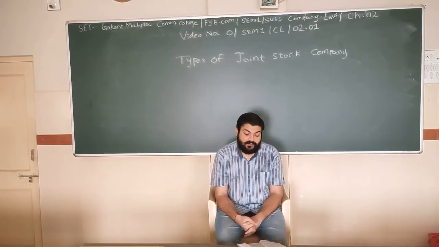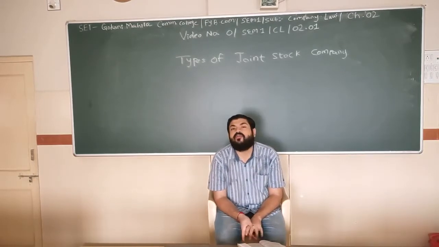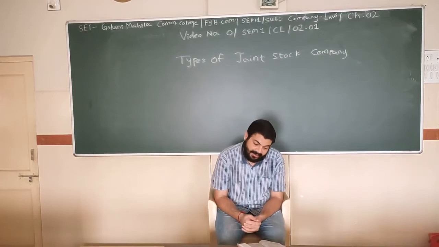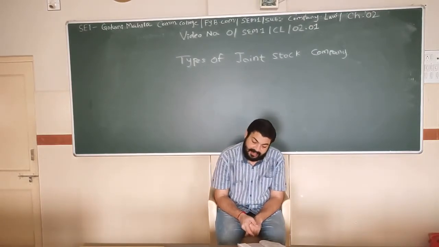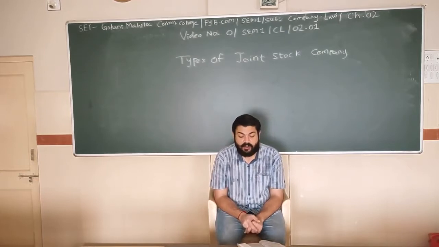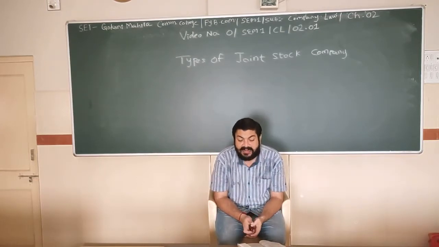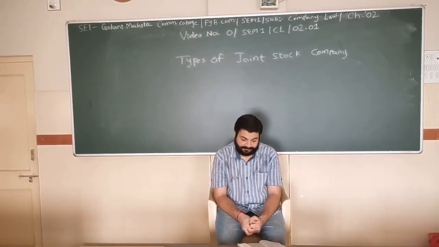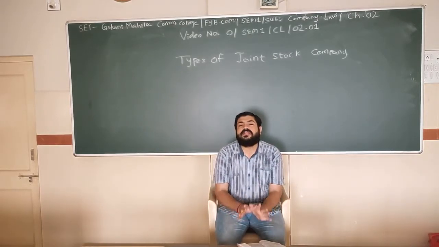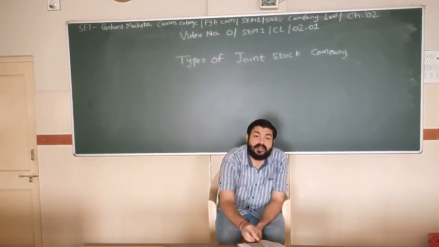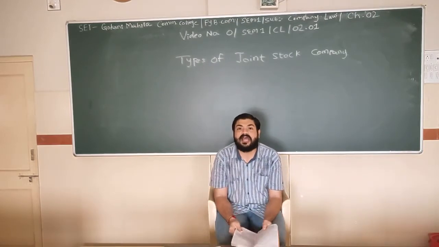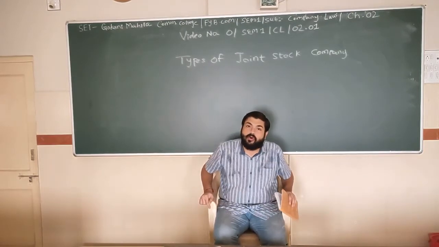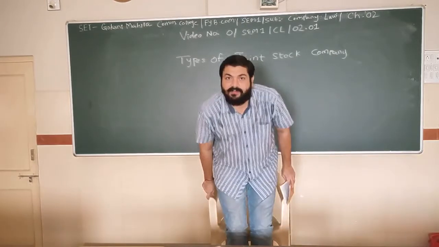From the point of view of number of members, it is divided into two parts: private company and public company. From the point of view of board, holding company and subsidiary company. And from the point of view of place of registration, Indian company and foreign company. All this we are going to cover in this session. Let me make a classification chart on the board for you. Though it is given in the textbook, let me prepare it for you.